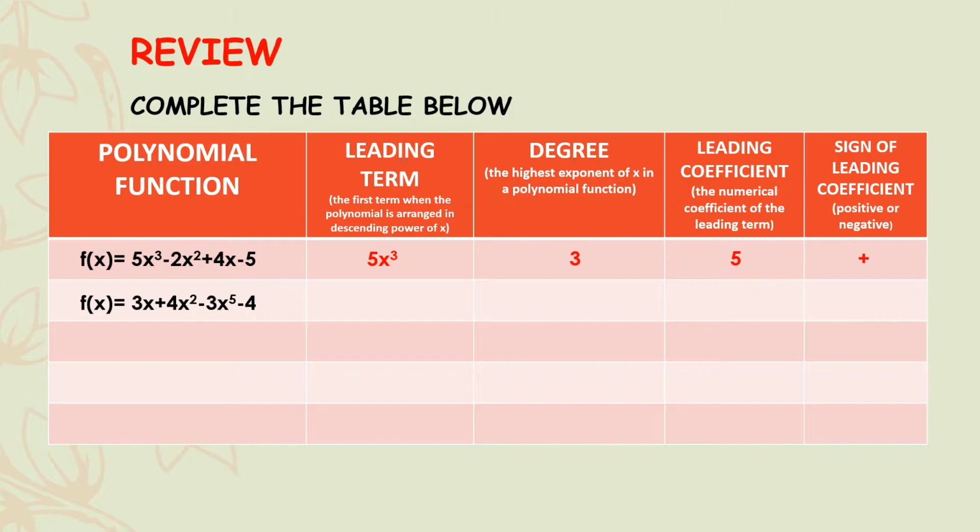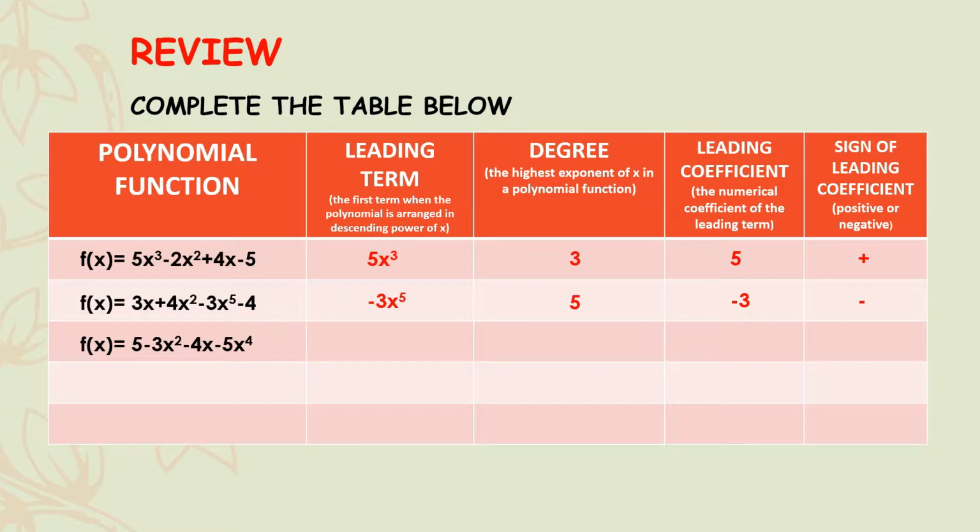Polynomial function f of x equals 3x plus 4x squared minus 3x raised to 5 minus 4. The leading term is the first term when the polynomial is arranged in descending power of x. So I suggest you arrange this one first in descending power of x. Then we will have the leading term negative 3x raised to 5. Then the degree is equal to 5. Leading coefficient is negative 3, so the sign of the leading coefficient is negative.